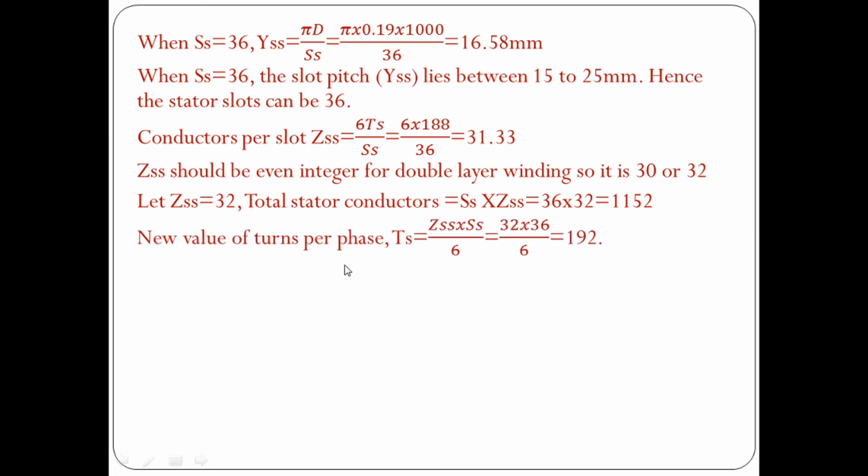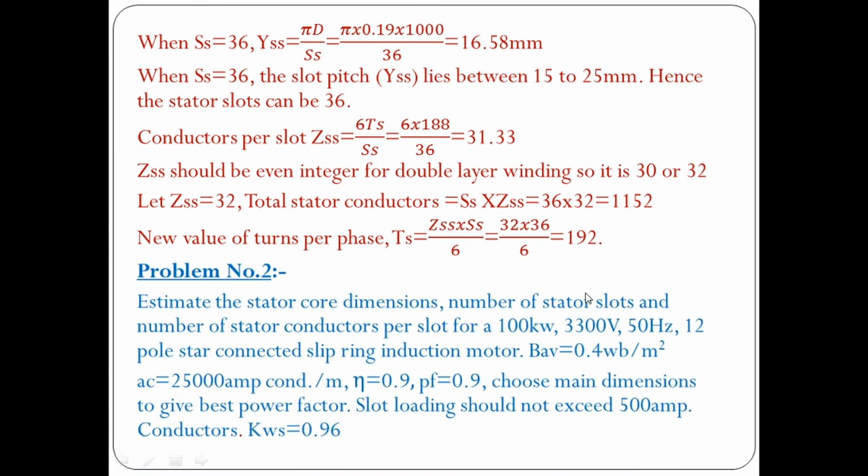New value of turns per phase: if you calculate the new value of turns per phase based on the adjusted value of stator conductors per slot and the number of slots, we can find out the new value of turns per phase. So new value of turns per phase, TS, is equal to ZSS into SS divided by 6. ZSS is 32 stator conductors per slot, into SS, which is nothing but the total number of stator slots, 36, divided by 6. So you will be getting 192. So that is the value of number of turns per phase.